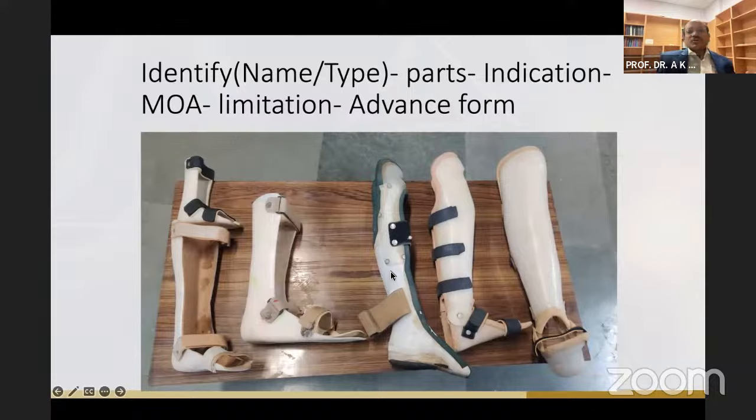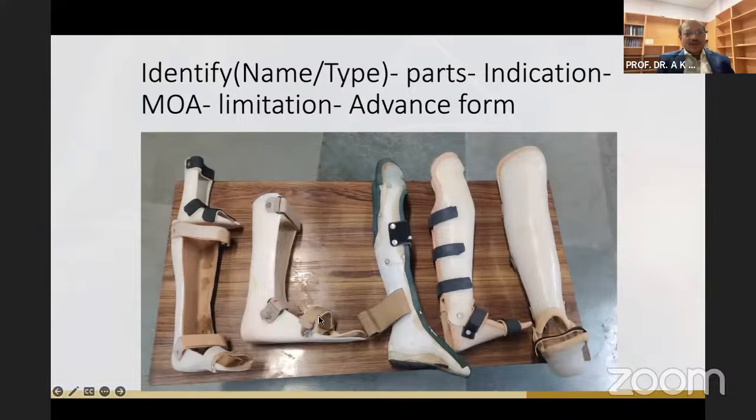Identify the orthosis. For the MS orthopedics course, orthosis and prosthesis is examined in a separate table, Table 5R. It is almost 25 to 50 marks. What are the items usually asked in the examination? First, identify the name and type of the orthosis. What are the parts of the orthosis? Next, in which indication is this orthosis used? What is the mechanism of action? What is its limitation? And next is the advanced form.